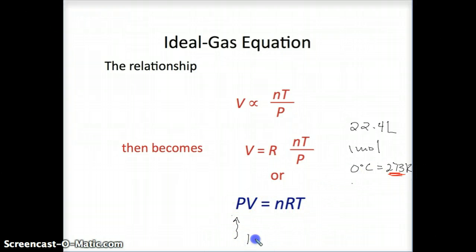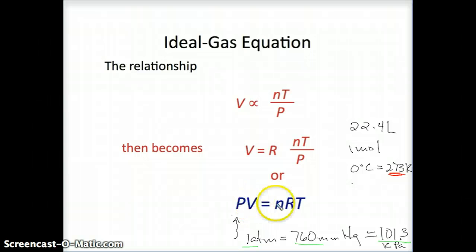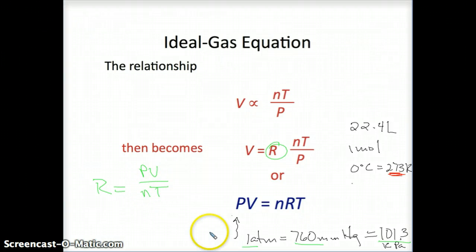Well, remember that 1 atmosphere is the same thing as 760 millimeters of mercury, which is the same thing as 101.3 kilopascals. So depending on which one of these numbers we plug in, whether we plug in the 101.3, the 760, or the 1, that's going to change my value of R. Because I can rearrange this so that R equals PV over NT. So you can always solve for R, but you need to recognize that as we go through this.